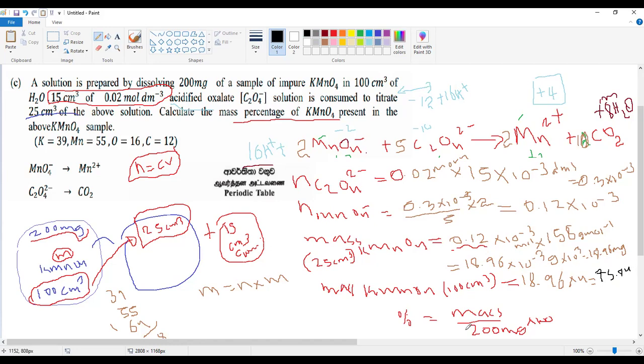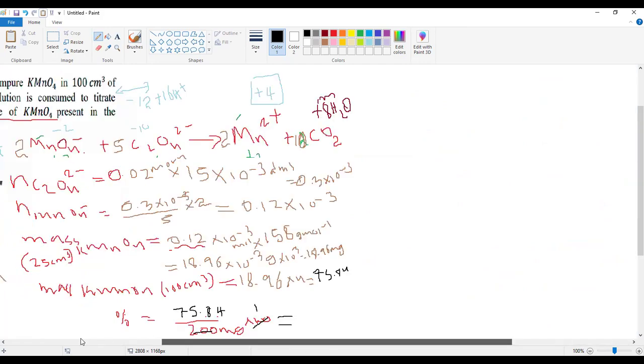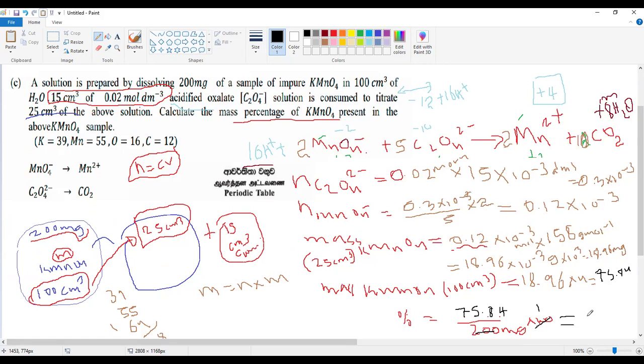That means out of 200 milligram, 75.84 is potassium permanganate. Out of 200 milligrams, 75.84 is that. Now you can take the percentage: 100 over 200. 75.84 you have to divide by 2, then you will get the percentage. 37.92 percentage. Understood?